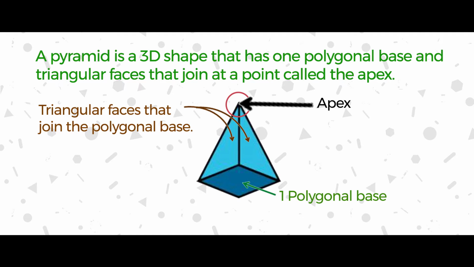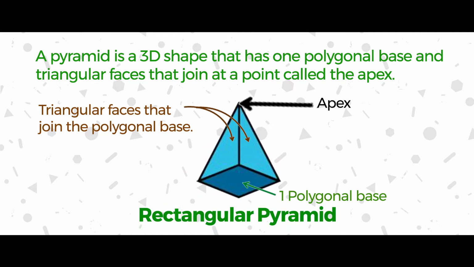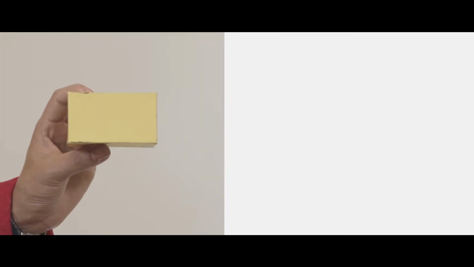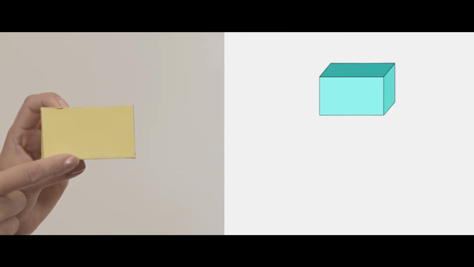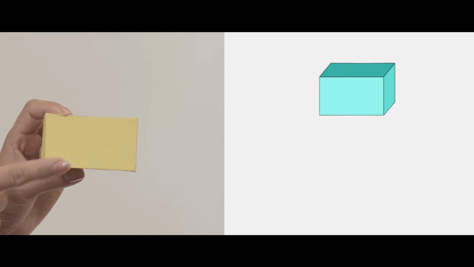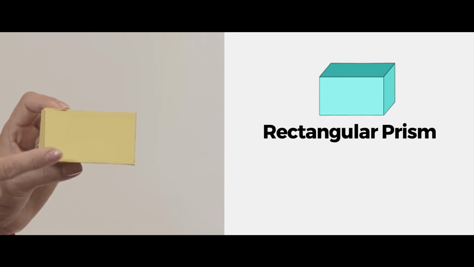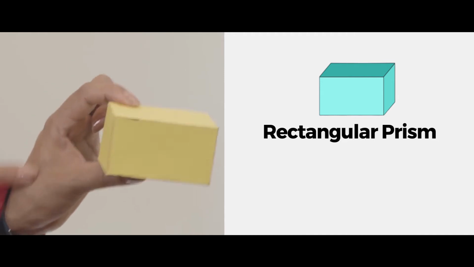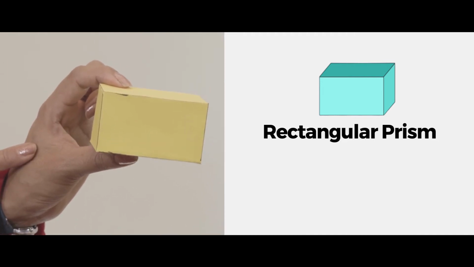Now, just like prisms, pyramids are also named according to their base. For example, this shape has a rectangular base. So, this shape is called a rectangular pyramid. Now take a look at this shape. We learned that this shape is called a rectangular prism, right? Have you seen these rectangular prisms anywhere before?